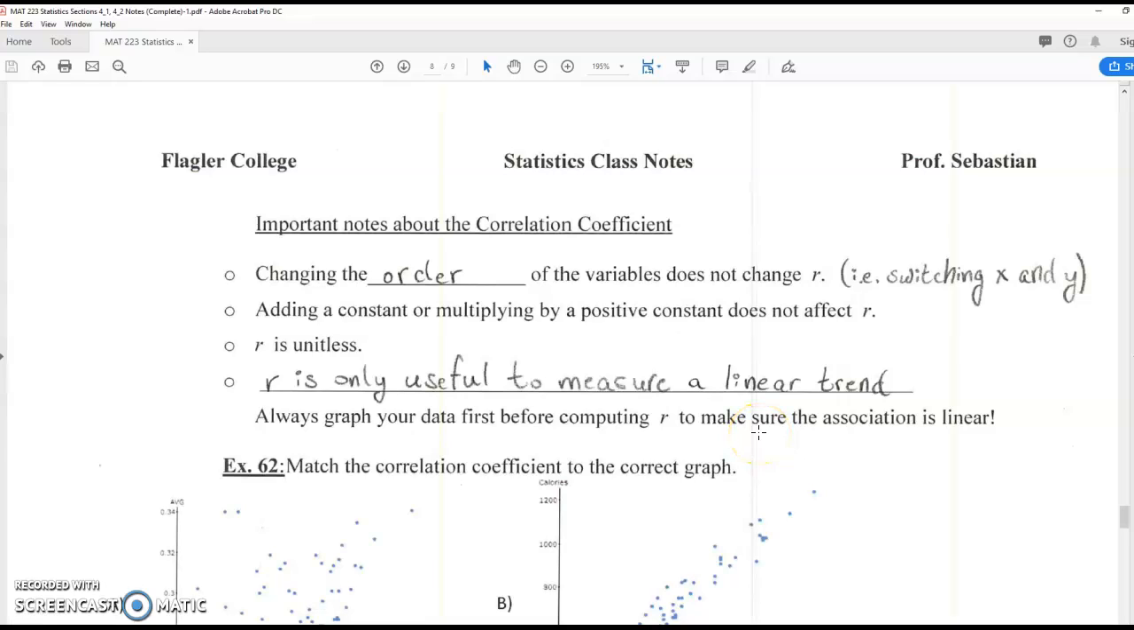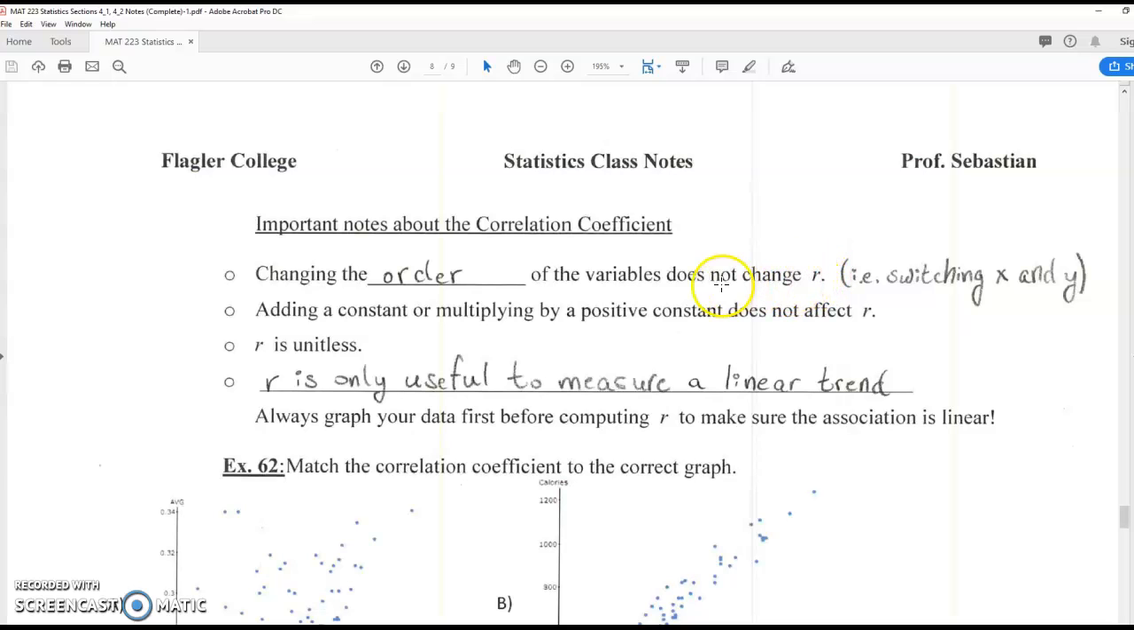Hi, once again, everyone. We are on page 52 of our statistics class notes, and we're in section 4.2, talking about the correlation coefficient for linear regression. So just some important notes about the correlation coefficient. If we change the order, in other words, switch x and y, and one time you call one variable x and next time you call it y, that will never change actually what r is.